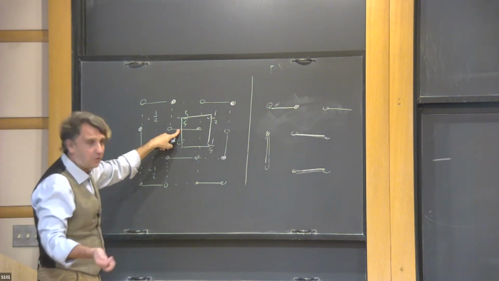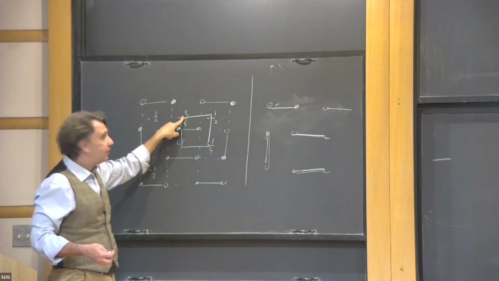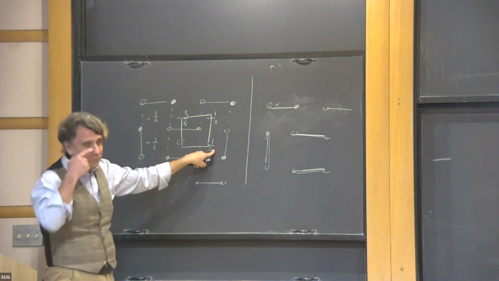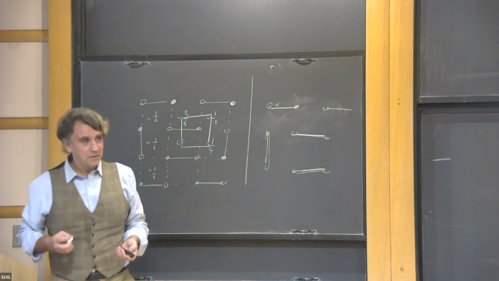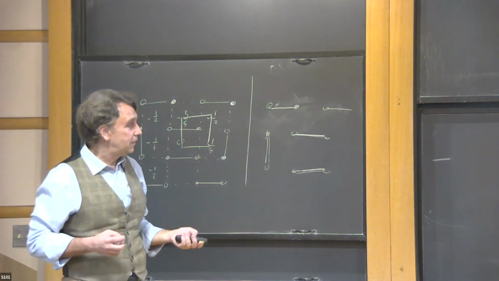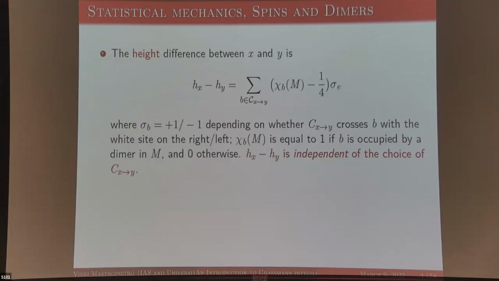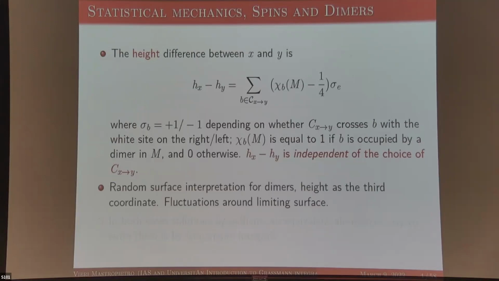So you have minus 3 over 4. Then you arrive here, then you arrive at minus 1 over 2, and you always arrive at the same value. So it's very nice. This is the height function. What is very important is that it is independent of the choice of path. This allows you to give a random surface interpretation. So you can see this as having a third dimension, and then you have a fluctuating surface.